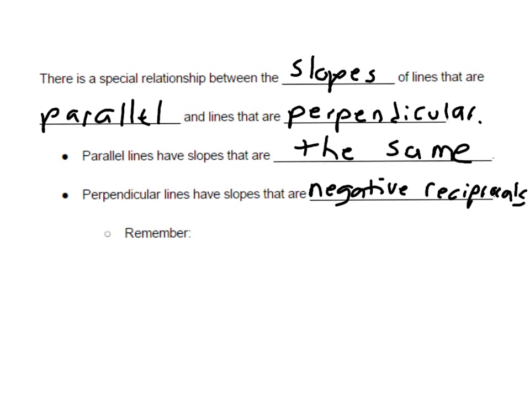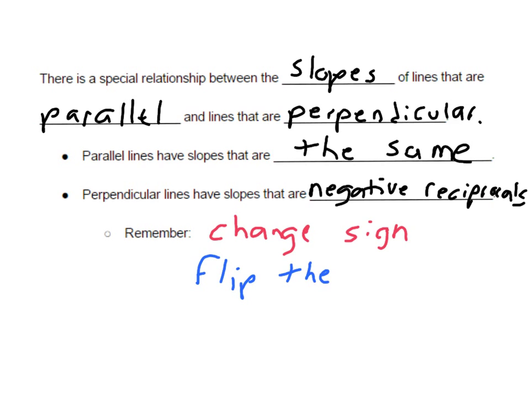Okay, to find a negative reciprocal, we're going to change the sign of the slope. So if it's positive, it's going to become negative. Okay, and we're also going to flip the fraction. So remember, if a slope is an integer like 2 or 3 or -6, to make it a fraction you're simply going to make that 2 over 1, 3 over 1, -6 over 1. Just put it over 1. To find the negative reciprocal, you're going to change the sign. If it's positive, it's going to be negative. If it's negative, it's going to become positive. Then you're going to flip that fraction. Okay?